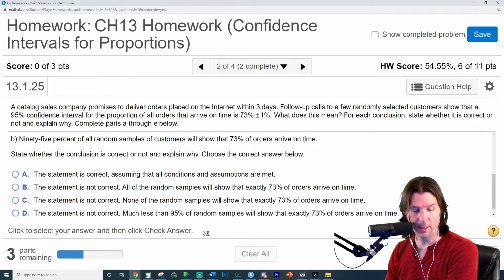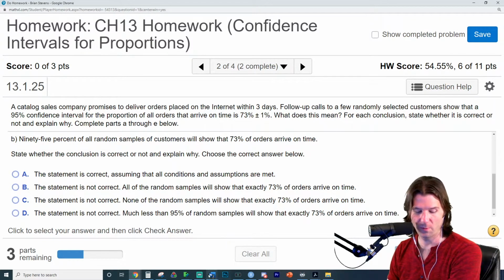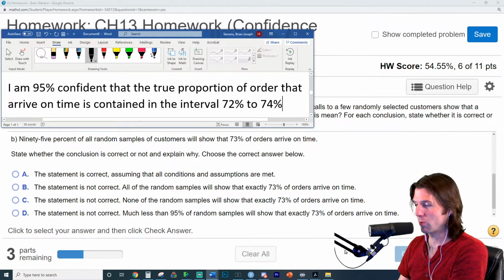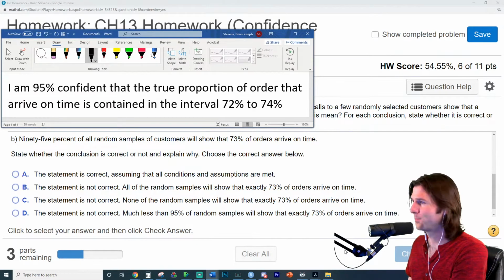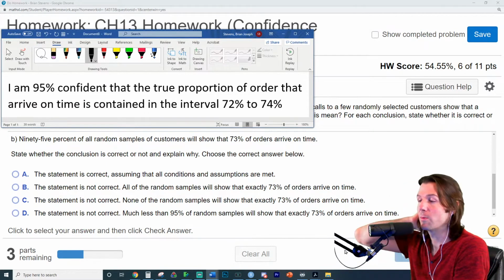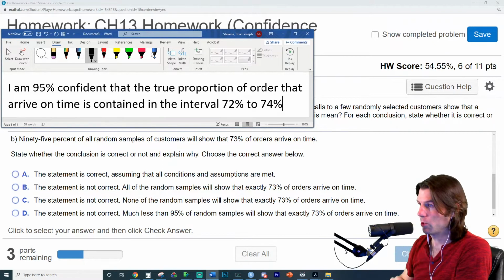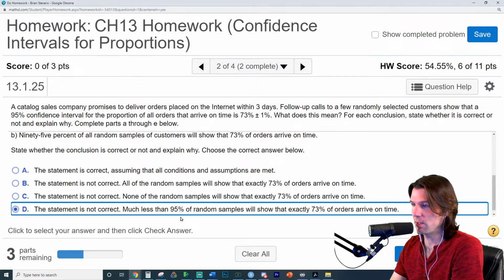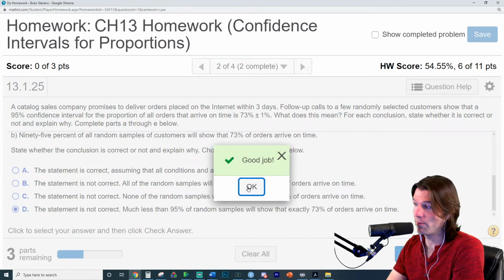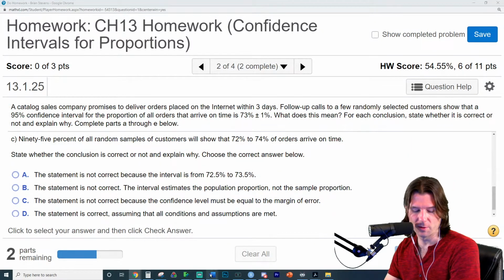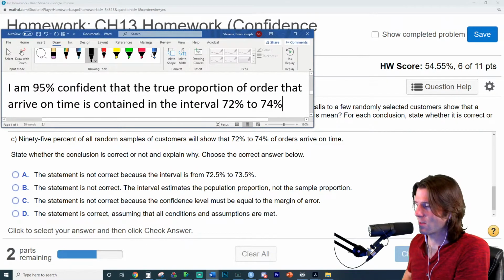The next one says 95% of all random sample customers will show 73%. So if we took a random sample, 95% of those random samples would show 73%. It doesn't even mention the interval, and we're not doing it for the sample customers, so this one's really wrong. I doubt that all the samples would show that. Probably less than 95% of sample customers would show that. That's the weirdest one to explain why it's wrong, at least with their answers. I don't like their answers on that one.